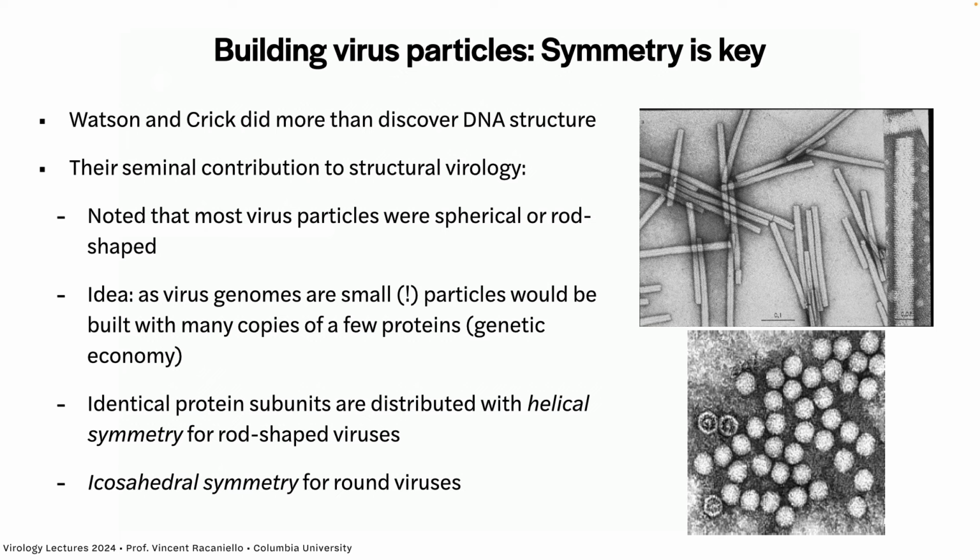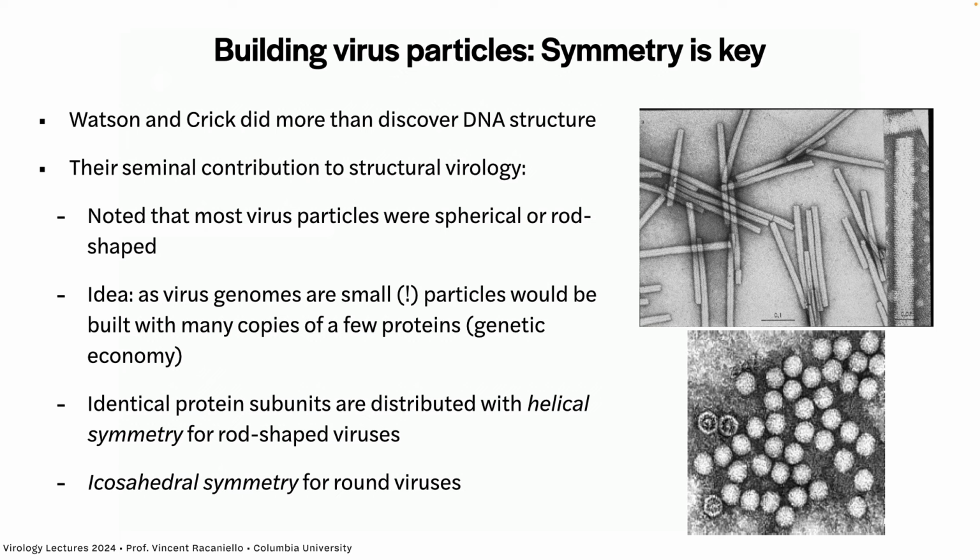They noticed in looking at pictures of viruses, like here, tobacco mosaic virus on the top, polio virus on the bottom, they said most viruses are either rod-like or spherical. Of course, they didn't look at many viruses back then in the 50s, and if they had, they might have been more confused. But the ones they looked at were small, you could grow them in the lab, either rod-like or spherical.